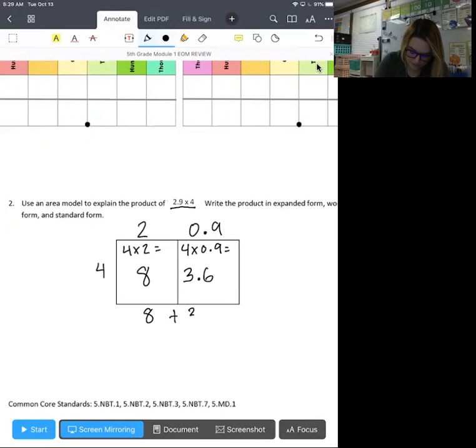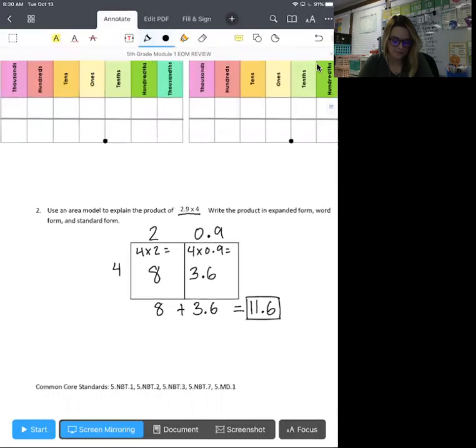8 plus 3 6/10 is going to equal 11 6/10. Okay, so remember, we multiply into each box and then add our numbers together at the end.